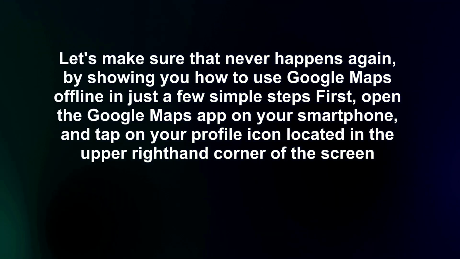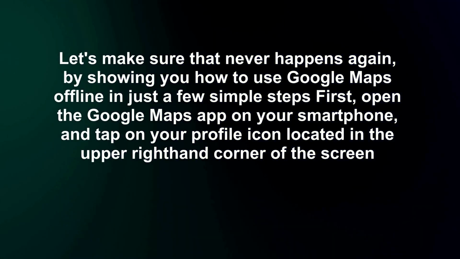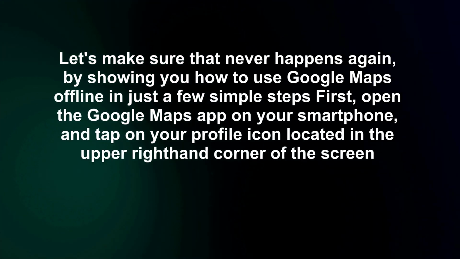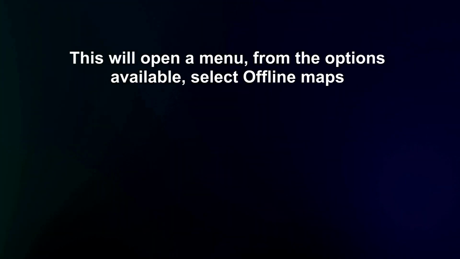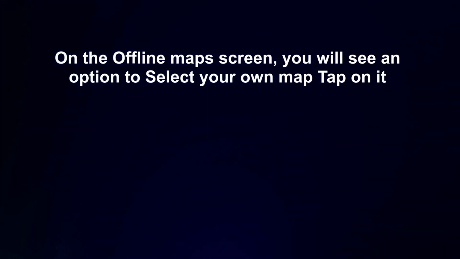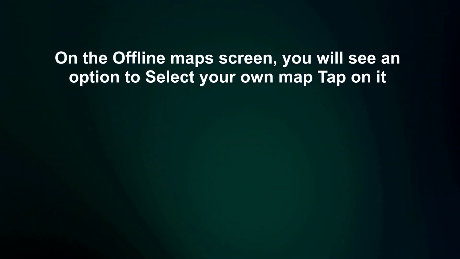First, open the Google Maps app on your smartphone and tap on your profile icon located in the upper right-hand corner of the screen. This will open a menu. From the options available, select Offline Maps. On the Offline Maps screen, you will see an option to select your own map.